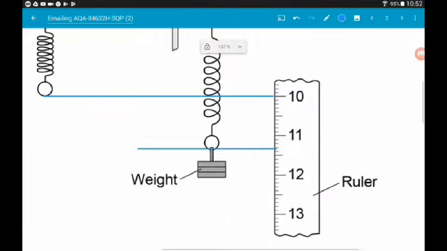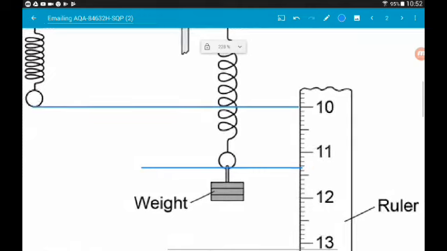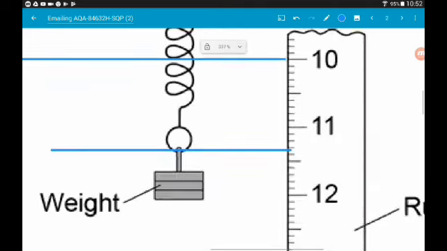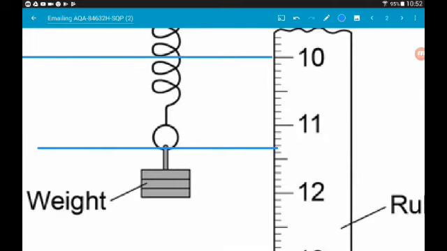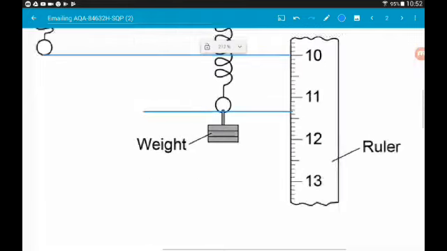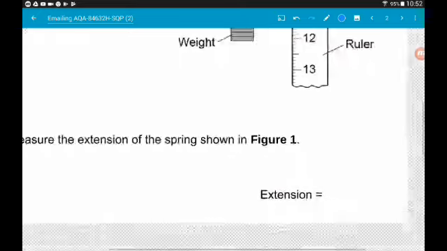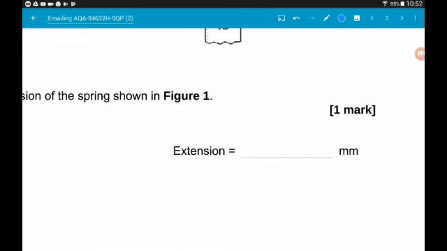So, if we drew a line across from the bottom of the spring before the weight was added, we are at 10 centimeters, and then do the same for when the weight was added, and we're now at about 11.3 centimeters. So we've extended from 10 centimeters to 11.3, and that is 13 millimeters.